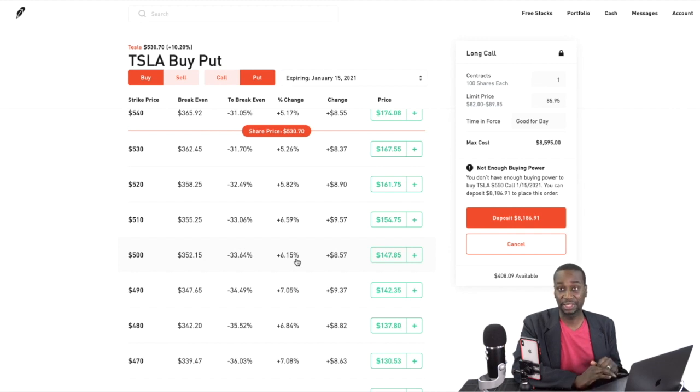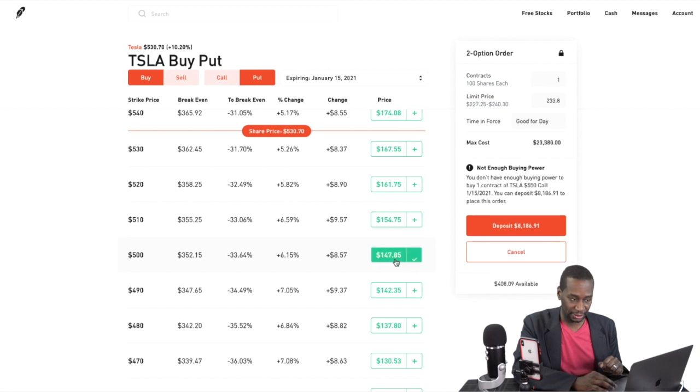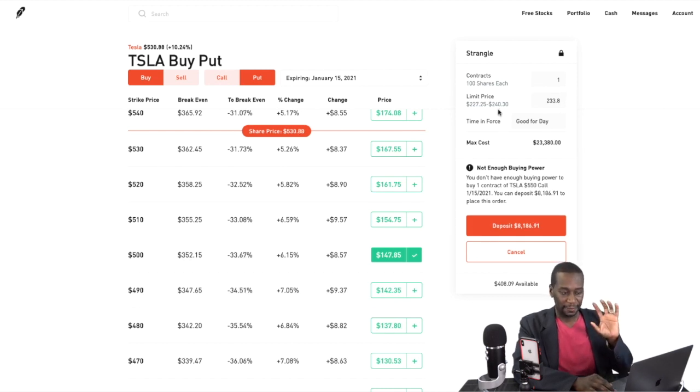So this option actually increased by 6.15% or $8.57. That's because Tesla was down today at the time of this recording. Tesla was down. And so this option, if you were to buy it, it'd be $147.85. So if you hit the plus sign here, it's going to show that one contract, and now there's a couple things that might be a little confusing.